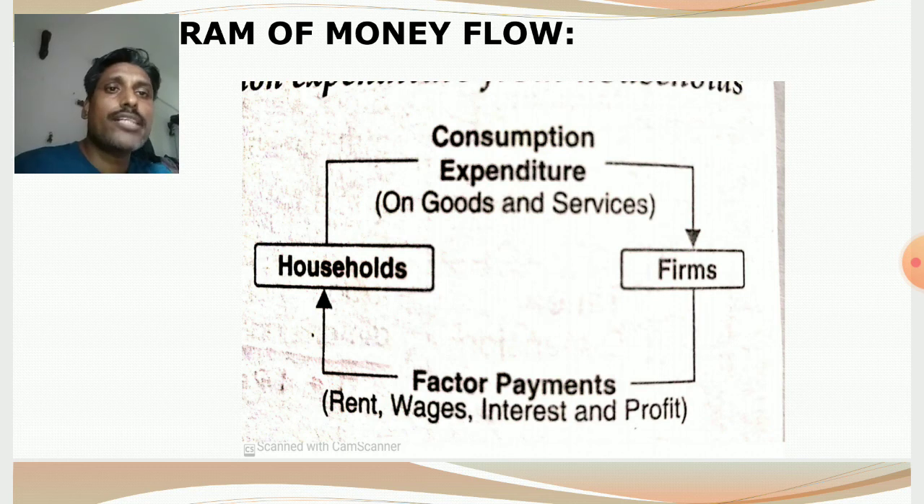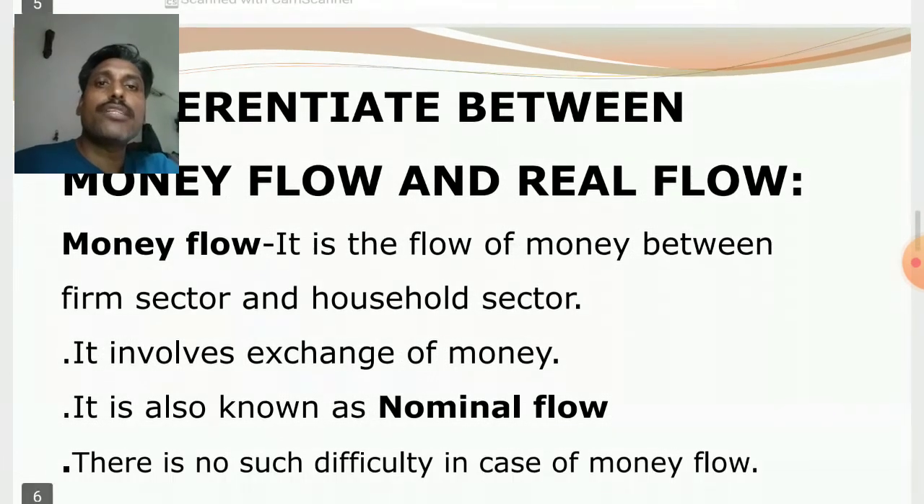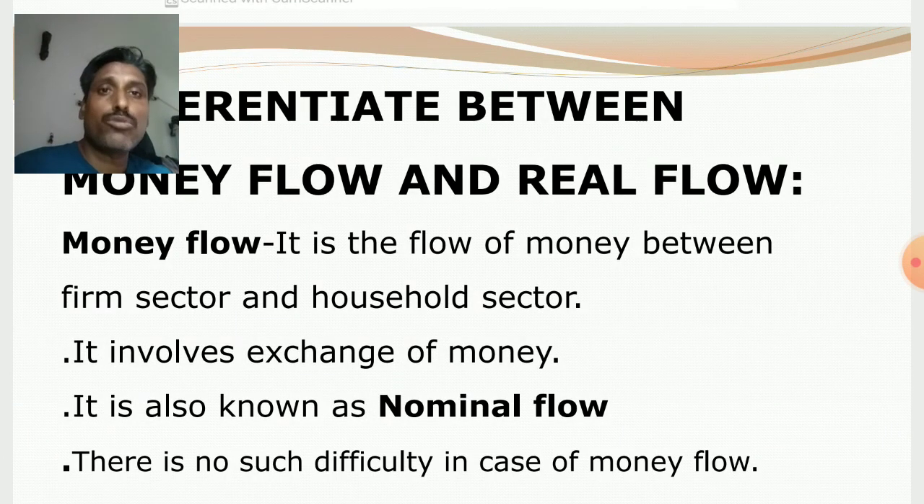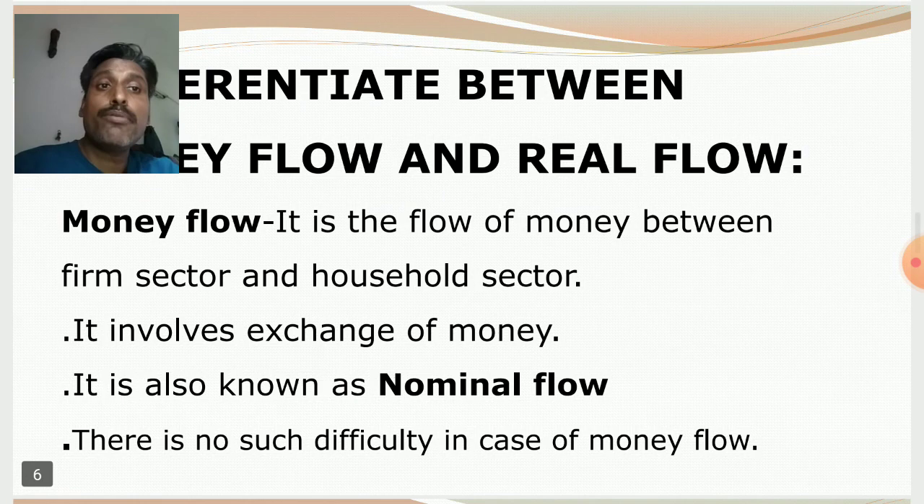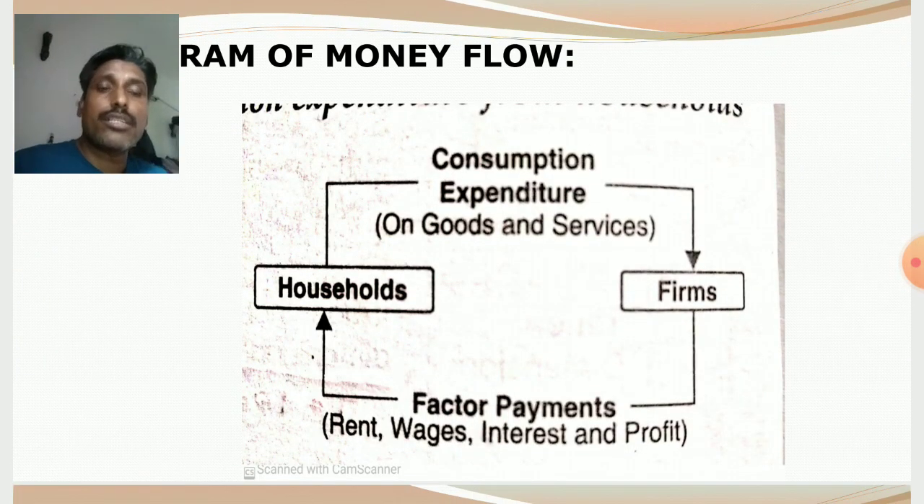Then the household sector incurs expenditure on goods and services produced by the farm sector. So it means the same definition: it is the flow of money between the farm sector and household sector. Here you see the farm sector makes factor payments to the household sector, and the household sector incurs expenditure on goods and services. So money flow means there is a flow of money between the farm sector and household sector.